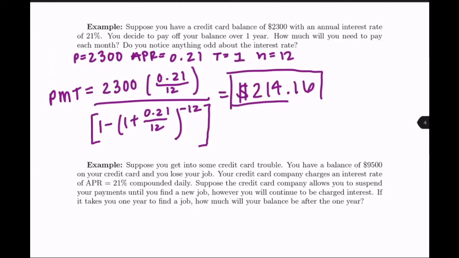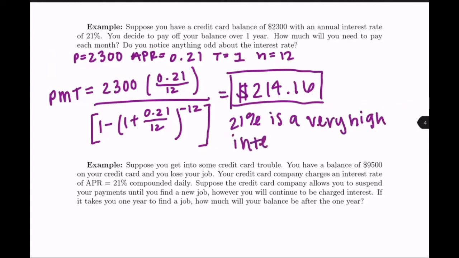And then the thing that's odd about that interest rate is it's extremely high even for a credit card. So 21% is a very high interest rate. If we're used to doing the investments and stuff where we have our interest rate, it's like 5% or 8%. But to have a 21% interest rate, even on a credit card, is extremely high for an interest rate.